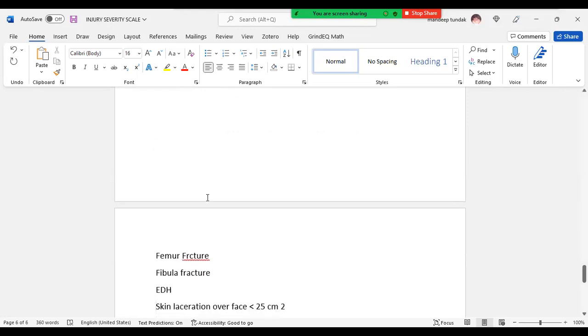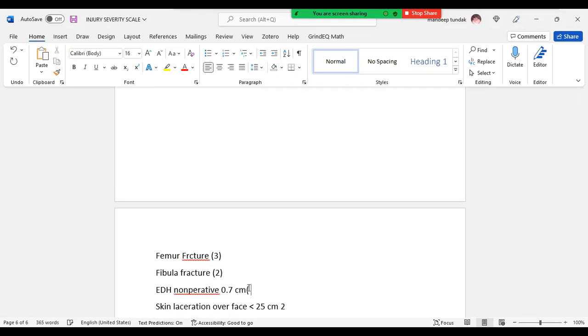Anybody of you can tell, I will write whatever you tell me. What is the AIS score for this patient? What is the score for femur fracture? Sir, 3. Okay. Fibula fracture? Sir, 2. Good. Suppose the EDH is non-operative, 0.7 mm thickness.